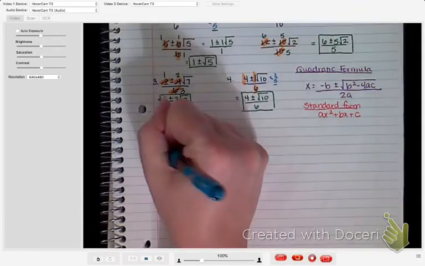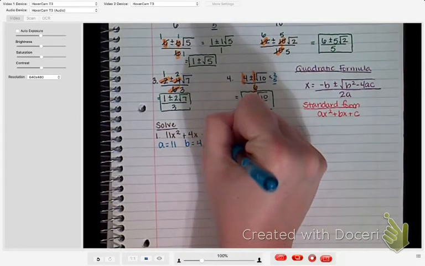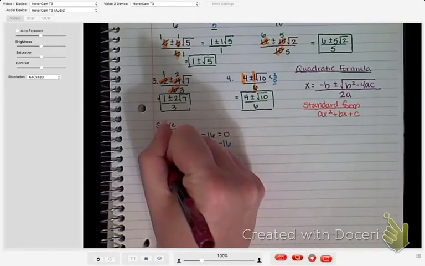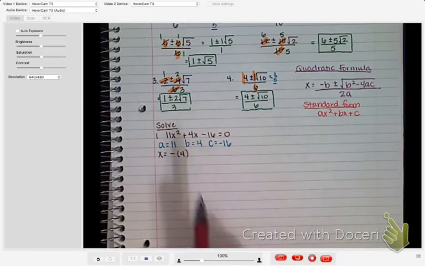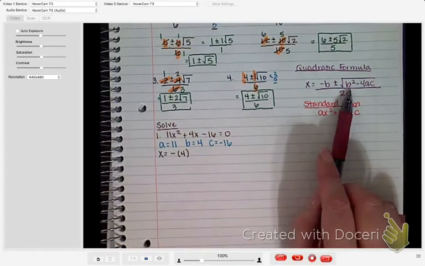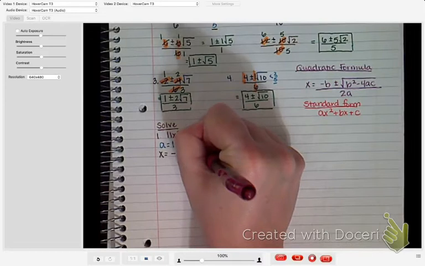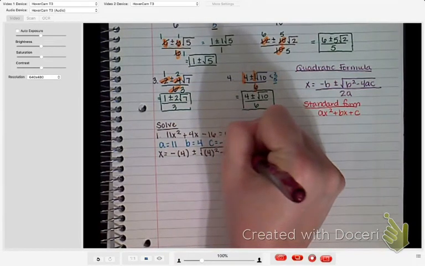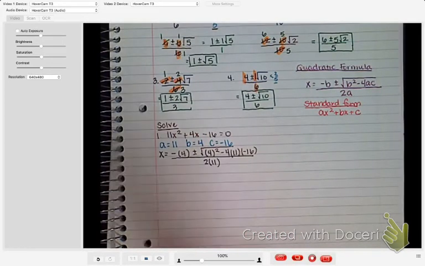So I'm going to go through and identify a, b, and c. A is 11, B is 4, C is negative 16. We're going to take our A, B, and C and plug it into the quadratic formula. So x equals negative B, and I'm going to put my B in parentheses this time, because I know some of you were confused with this negative, which is attached to the formula. You have to keep the negative, and then if this b term is also negative, it becomes a positive. So maybe this will help. Negative b plus or minus the square root of b squared minus 4 times a times c all over 2 times a. My square root should go all the way across.